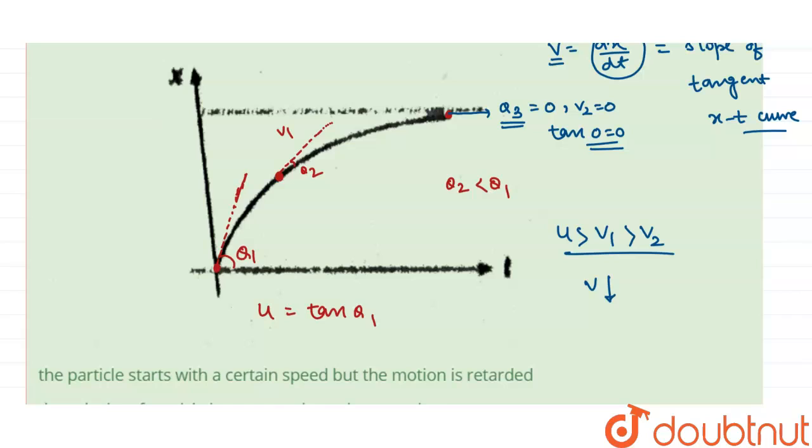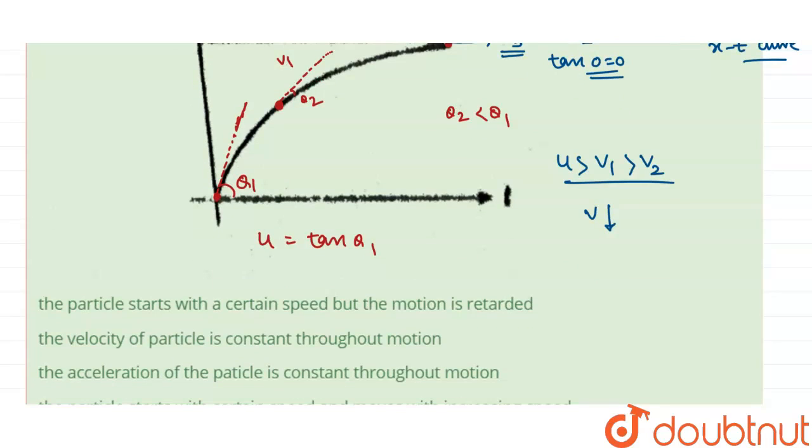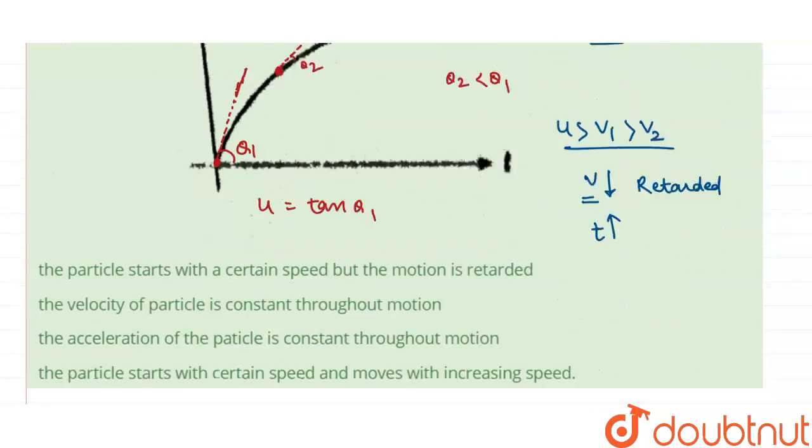That means this is retarded motion. Motion is retarded when velocity decreases with increasing time. Time is increasing and velocity is decreasing, so this is the retarded motion. Okay, so now let's check the options.